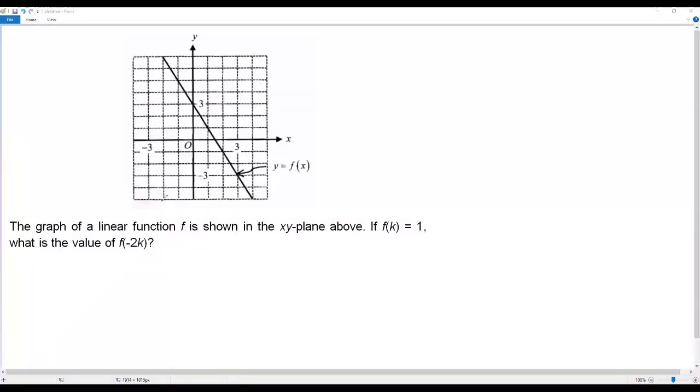Here we have a SAT math question. There is an xy plane over here. The graph of a linear function f is shown in the xy plane above. If f of k equals 1, what is the value of f of negative 2k?